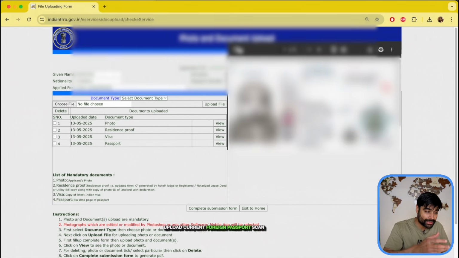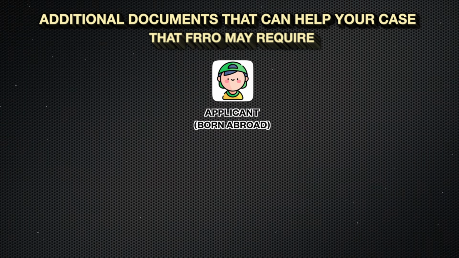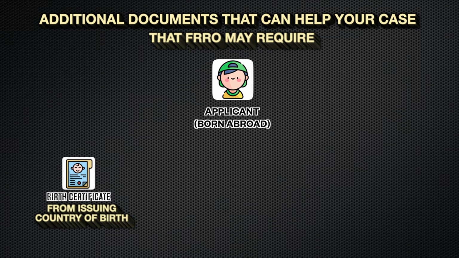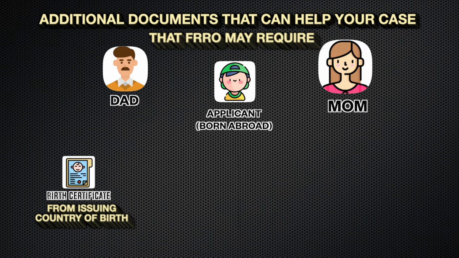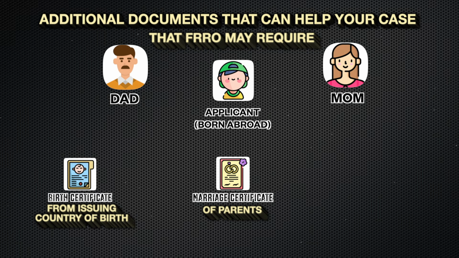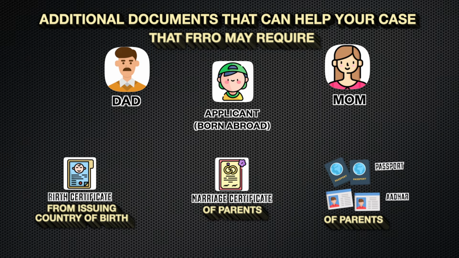So now we just covered the generic categories of documents that are required for every applicant. So these you will have to upload. These are mandatory. But there are some additional documents that you should also think of uploading since they can help your case. For example, if you're applying for your child's visa conversion, then the FRRO at some point might ask you to provide additional documents such as the child's birth certificate that was issued by the country where they were born. Additionally, for your child's application, they might also ask you to upload the marriage certificate of you with your partner, meaning the marriage certificate of the child's parents.